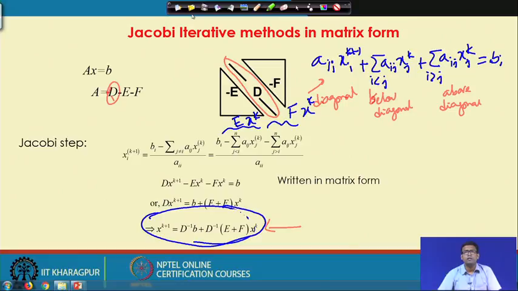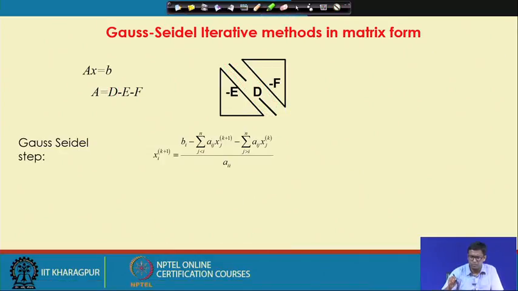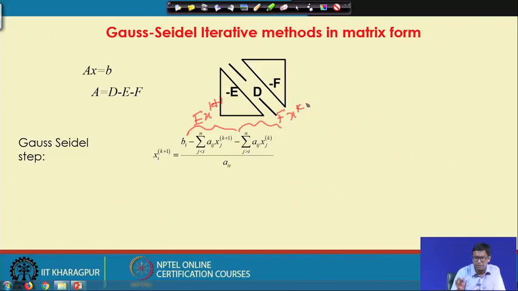In the same light, we can also represent a Gauss-Seidel step. So, let us look into a Gauss-Seidel step. The Gauss-Seidel equation will be that the updated vector will be multiplied with the lower diagonal term also. So, this is E x_(k+1), and only with the upper diagonal the guess vector is multiplied. So, this is F x_k.